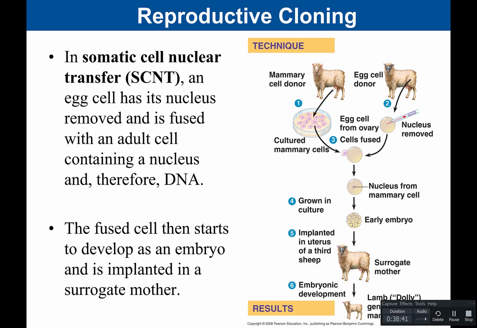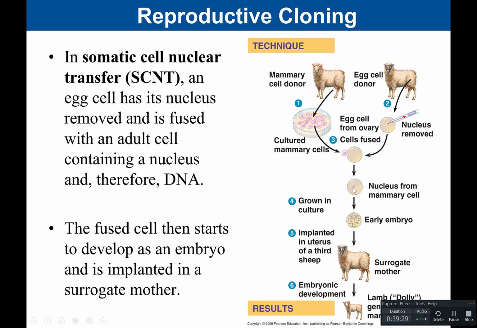So next we're going to look at what is referred to as reproductive cloning. This technique is called somatic cell nuclear transfer. What we do is we take a sheep that is going to be the egg donor, and the egg has the nucleus removed. So it's basically just an empty shell with no genetic information. They then took mammary gland cells from a donor and fused these mammary cells with this enucleated egg, an egg that does not have its nucleus. So those two cells were fused, and the fused cells start to develop as an embryo.